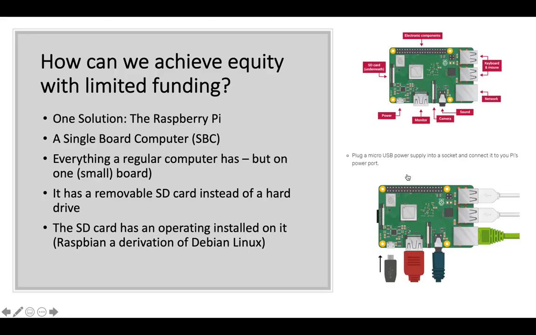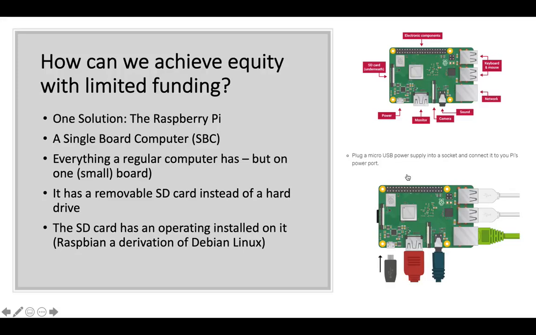Some people might ask the question, how can we achieve equity with limited funding? There's a number of ways that you can go about doing this, but one simple solution is to invest in Raspberry Pis. Raspberry Pis are a single board computer, which basically means that they have everything that a normal computer has, but all of it is contained within one single credit card sized board. So they have a removable SD card where the operating system is housed and things can be saved.